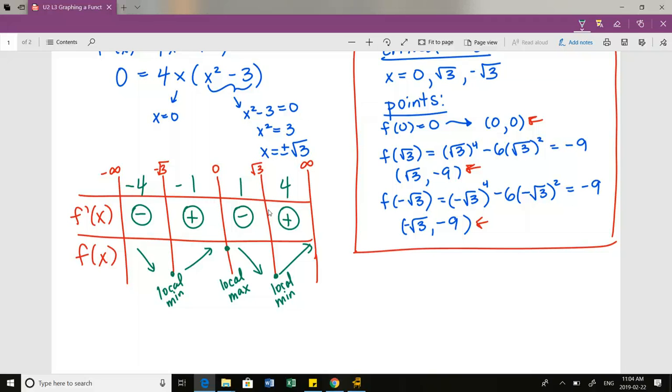Second derivative will give us those changes between concavity. Olivia. We already did that right here to get the y coordinates.